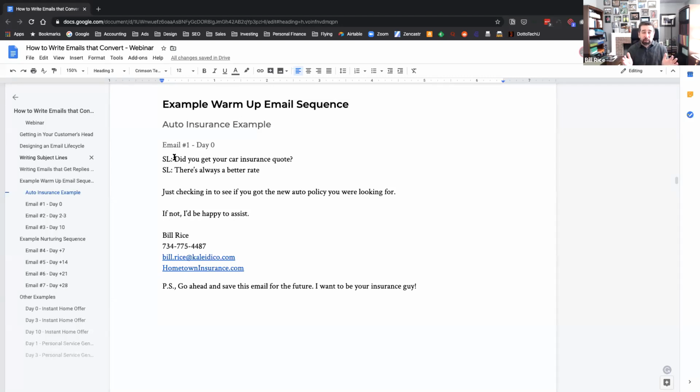And then the second one that I like in here is, there's always a better rate. It's a true statement. And people always shop in insurance, so usually they're very receptive to this. They're willing to say, okay, prove that there's a better rate. So this usually helps to get an open, at least start a conversation. Just checking in.